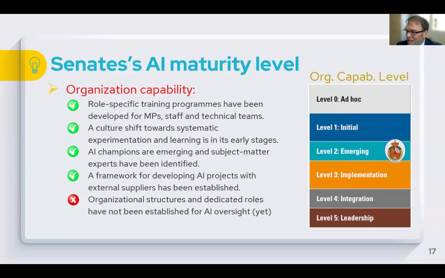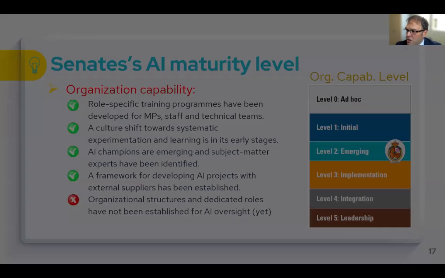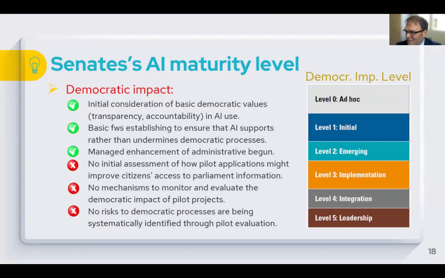We are at level 2, trying to be between level 2, level 1, level 3 in some areas depending on the subject, but we are there. And also in democratic impact, we are just between level 1, trying to arrive at level 2, but not there yet. But I hope it will be soon, because we are going to approve our guidelines, as I told you, next week, and this will push the project, and I think it will be faster in the next steps.